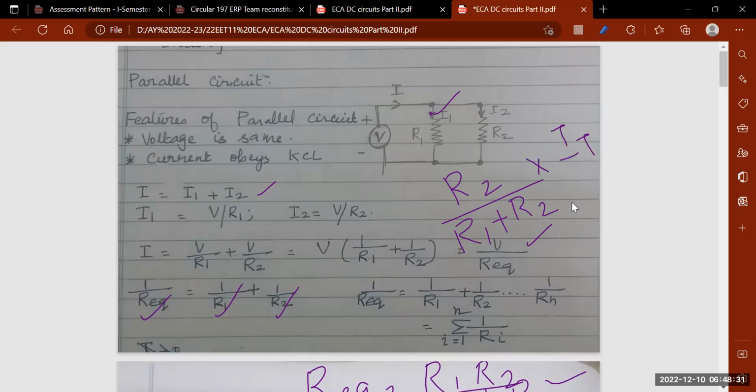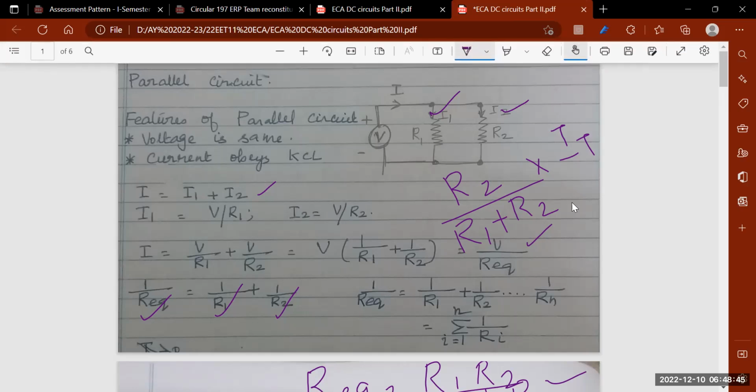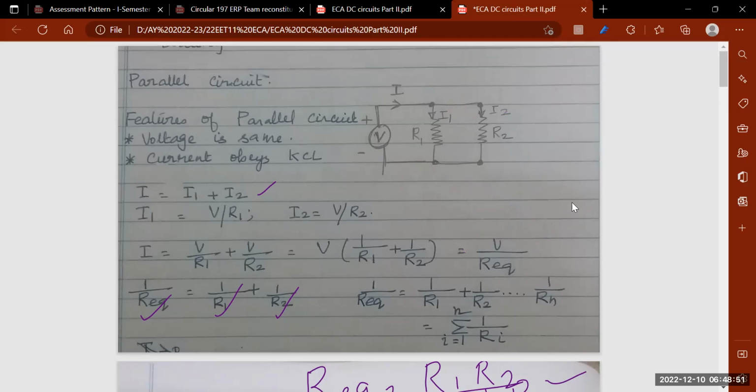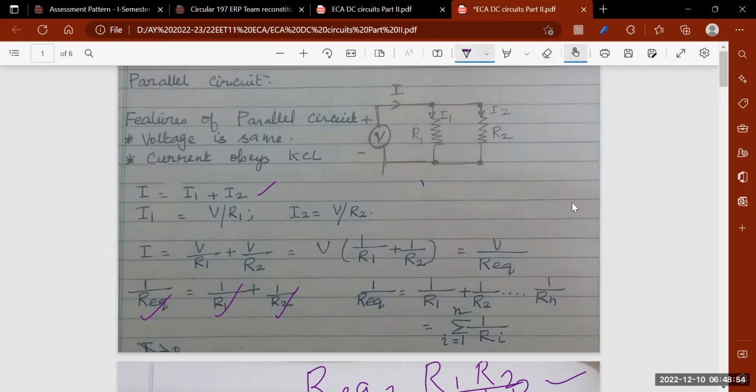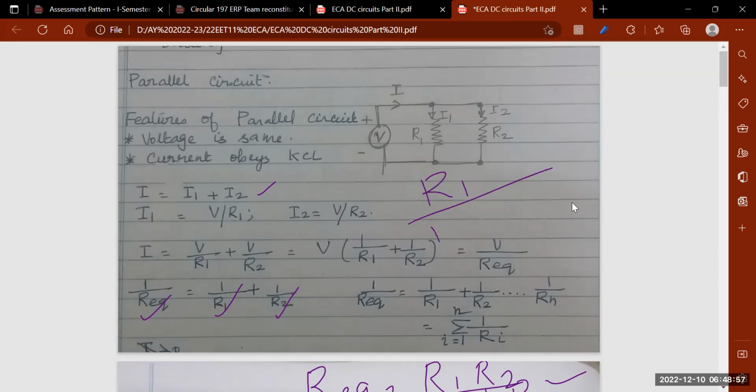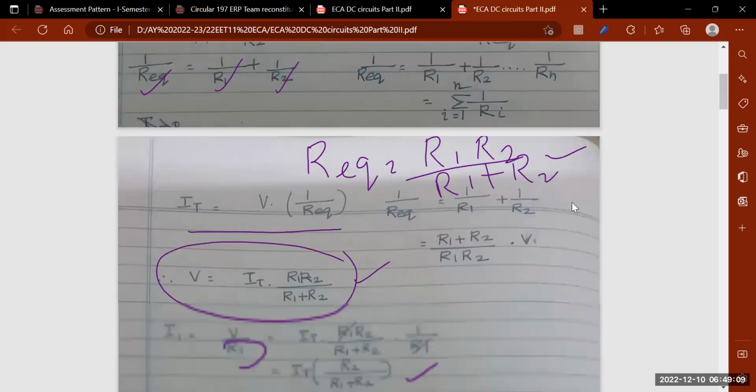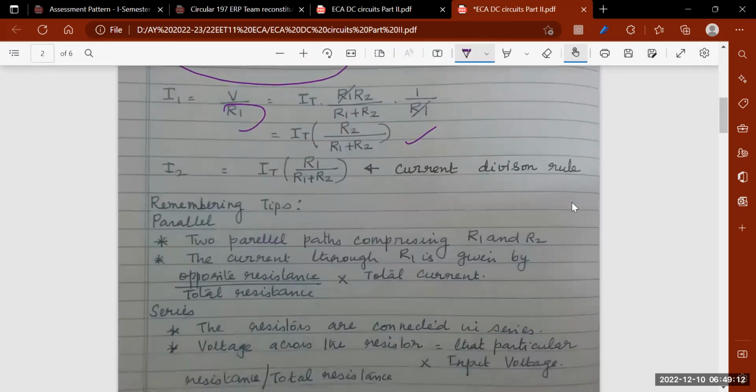Right? Similarly, if you want to calculate the current in R2, you have to exclude that value of resistance and take the opposite path resistance. So it is the opposite resistance R1 divided by the summation of resistances in the parallel circuit, R1 plus R2, multiplied by the total current. So this is called current division, and this is very, very important.